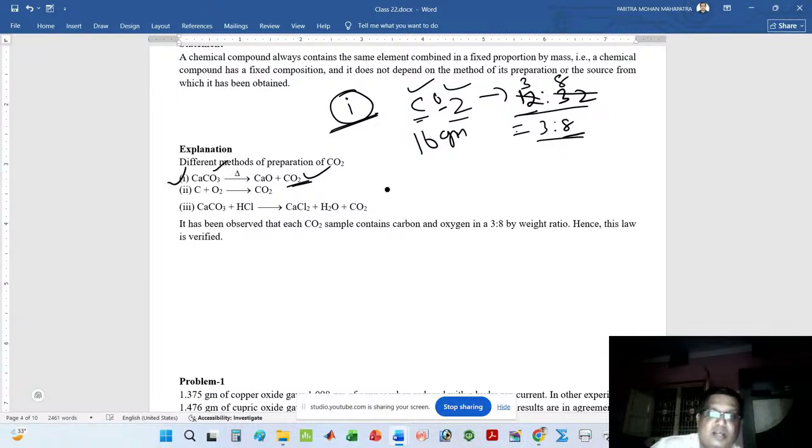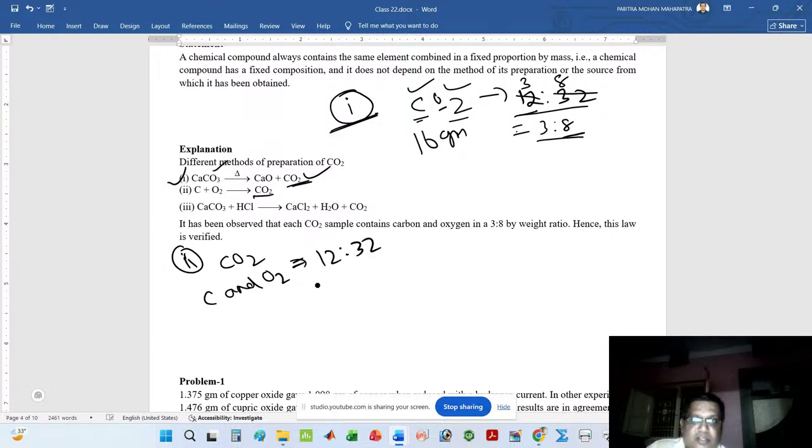Now move to the second method. Think about the carbon dioxide produced by the second method. Here carbon dioxide is produced directly by the combination of carbon and oxygen. Look at that. Now find the ratio between carbon and oxygen. Here we can also find the ratio, that is 12 is to 32. Here we can say that 3 is to 8.